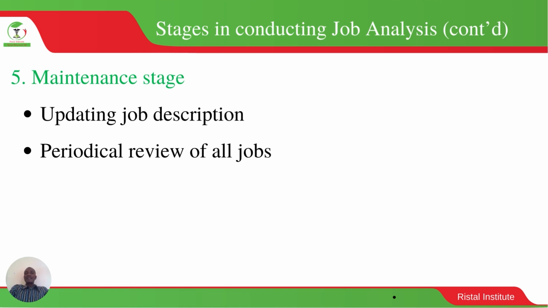Now, the last activity to be done under maintenance stage is the periodical review of all jobs. So all the jobs in the organization have to be reviewed. If you don't do that, then you might have outdated skills. So you need to review those jobs to see if they are outdated or they need some kind of improvement in terms of the job description, in terms of the content. So basically, these are some of the activities we do under maintenance stage of conducting job analysis.